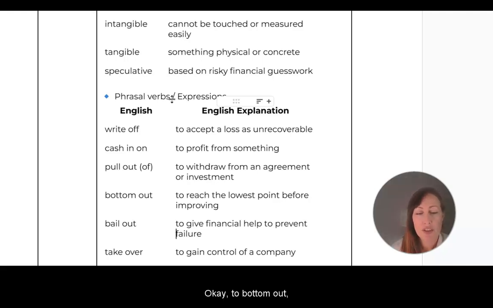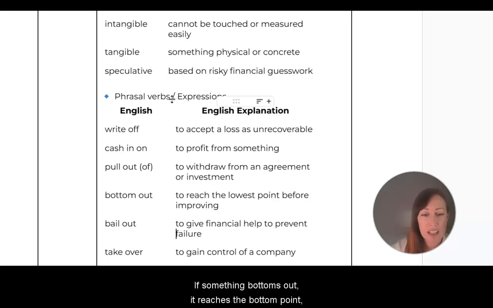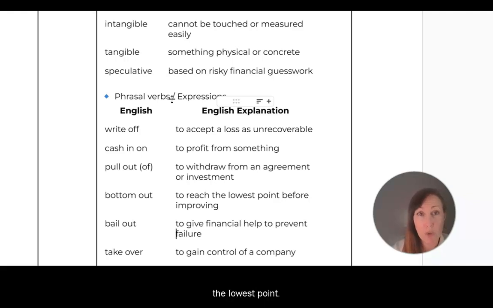Okay. To bottom out, we use when we're speaking about, for example, graphs or amounts. If something bottoms out, it reaches the bottom point, the lowest point. The opposite of that would be to peak. And to peak means it reaches a peak, it reaches the highest point. Okay? To bail out is to give financial help.